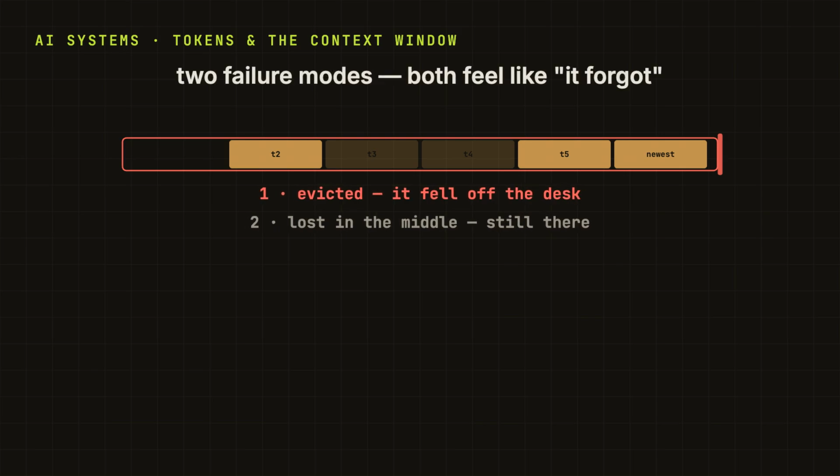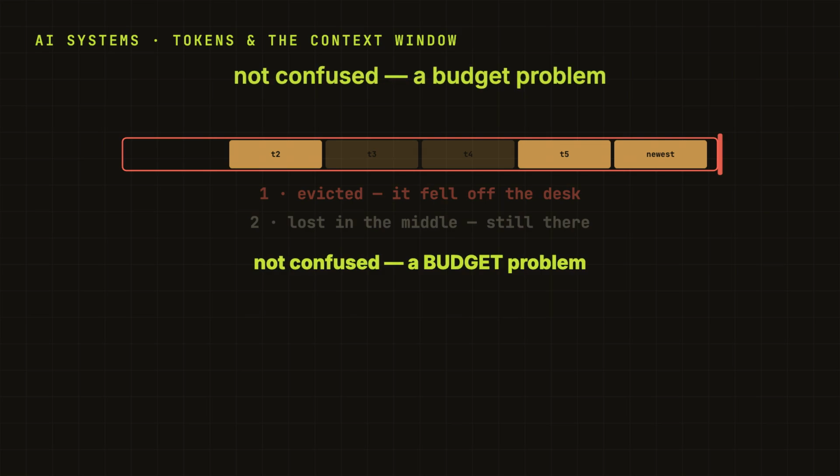So there are really two failure modes there. But from where we are sitting, both feel identical. The chat forgot, and the useful takeaway is the same either way. It isn't the model getting confused or losing focus, it's a budget problem.